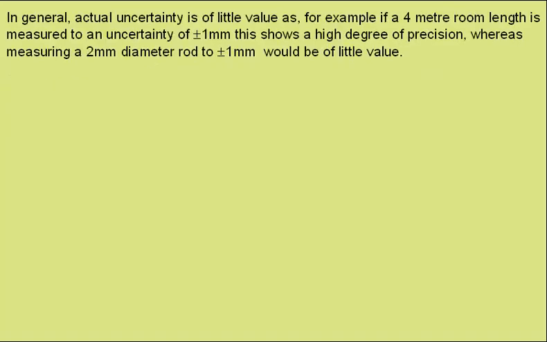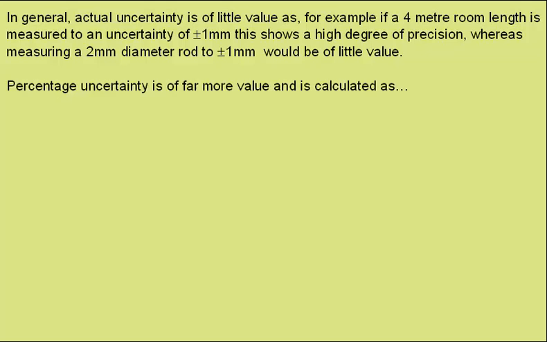In general, the actual uncertainty of a measurement is of little value. For example, if a 4 meter room length is measured to an uncertainty of plus or minus 1 mm, this shows a high degree of precision, whereas measuring a 2 mm diameter rod to plus or minus 1 mm would be of little value.